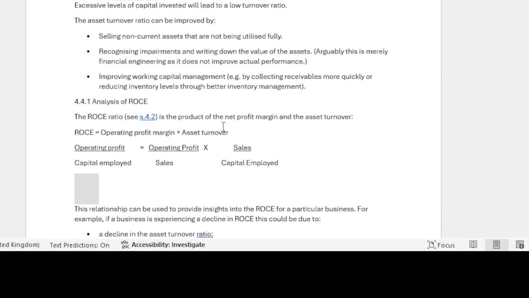We have also the ROCE, which we had looked at before, which is the operating profit margin multiplied by the asset turnover. So if someone says calculate the ROCE and you don't have the asset turnover, nor the operating profit margin, you'd have to first compute those to be able to get the ROCE.